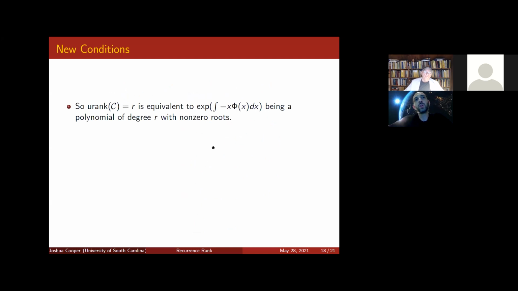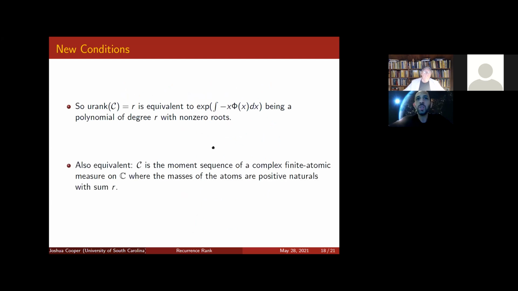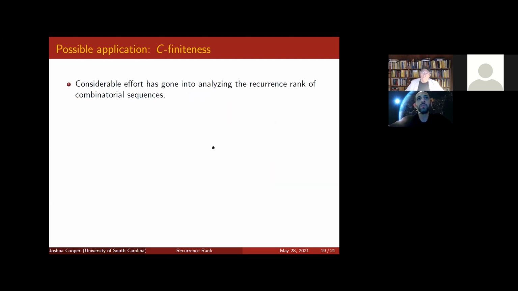So the unitary rank is R is equivalent to that exponential being a polynomial of degree R with non-zero roots. Also equivalent, C is a moment sequence of a complex finite atomic measure on the complex numbers, where the masses are actually not just complex, they're positive naturals, but they have to sum to R. So it's a different kind of moment problem.